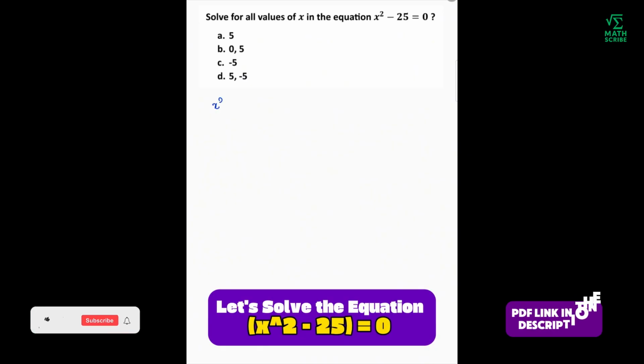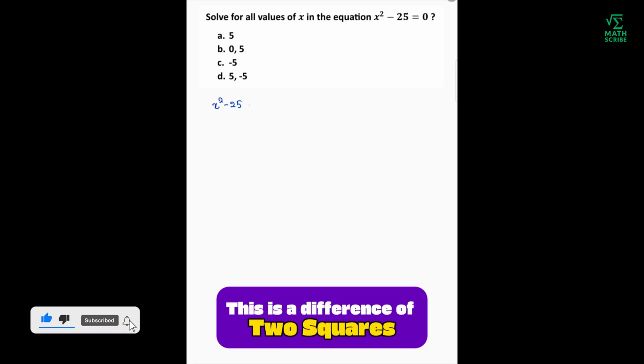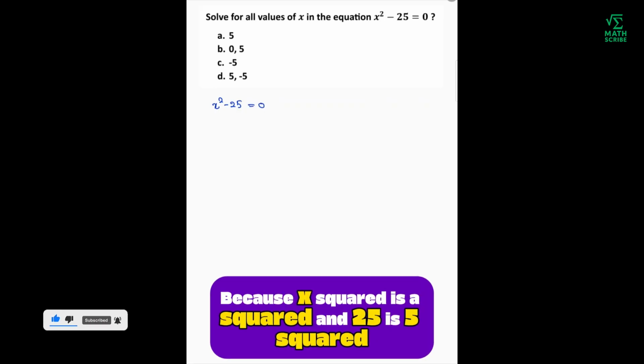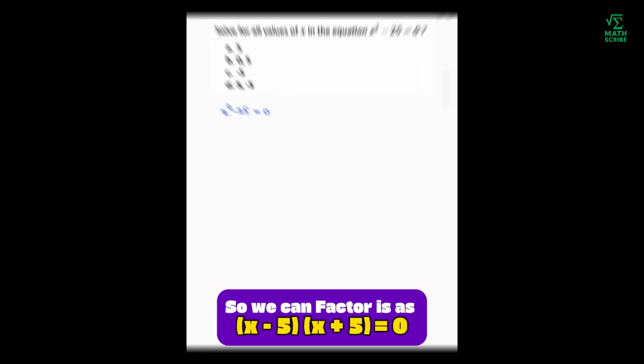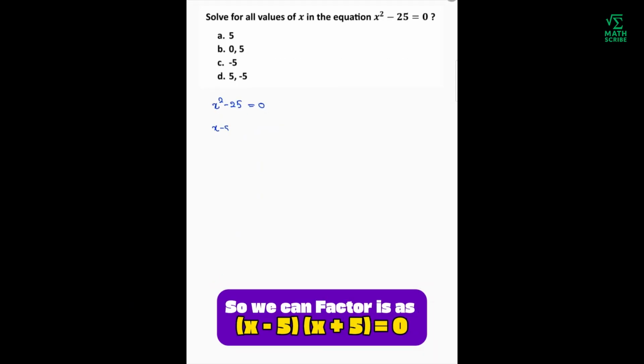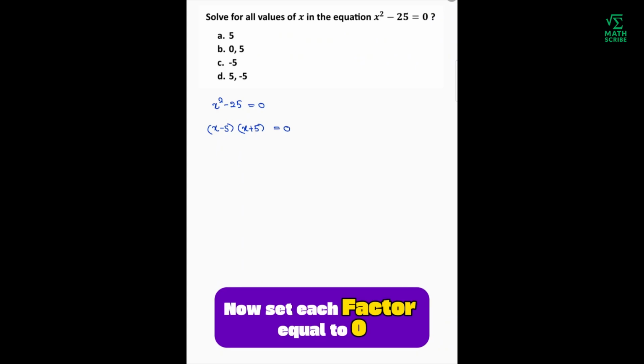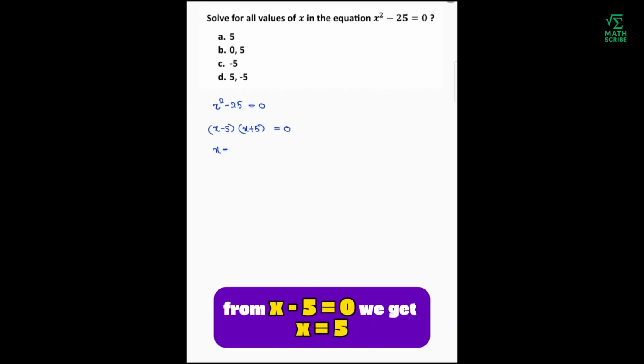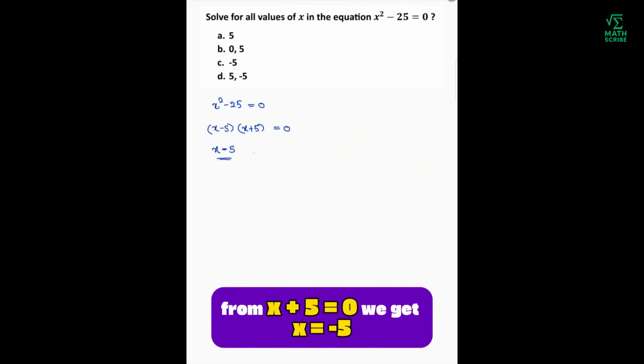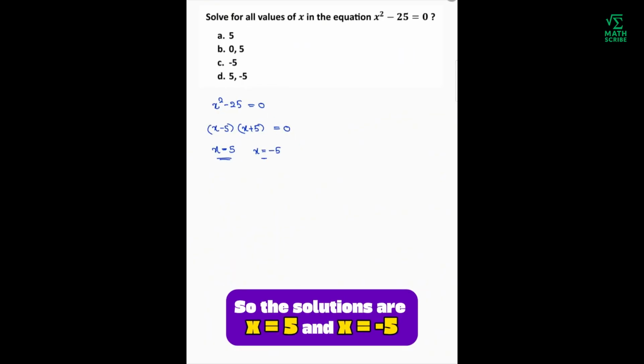Let's solve the equation x squared minus 25 equals 0. This is the difference of two squares, because x squared is a square and 25 is 5 squared. So we can factor it as open bracket x minus 5 close bracket times open bracket x plus 5 close bracket equals 0. Now set each factor equal to 0. From x minus 5 equals 0, we get x equals 5. From x plus 5 equals 0, we get x equals negative 5. So the solutions are x equals 5 and x equals negative 5.